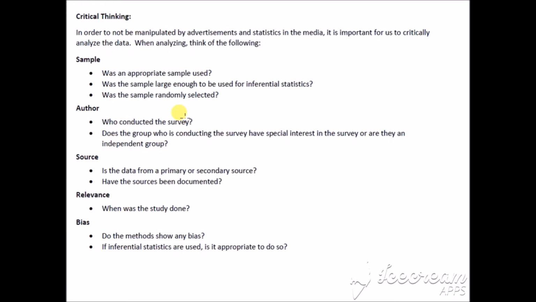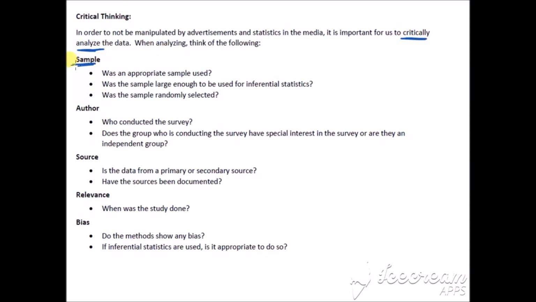Critical thinking. So in order to not be manipulated by advertisements and statistics in the media, which we are probably exposed to left, right, and center, especially with social media out there and us being exposed to it on a daily basis, it's important for us to critically analyze the data. Okay, so that's super important. When analyzing, you should think of the following.